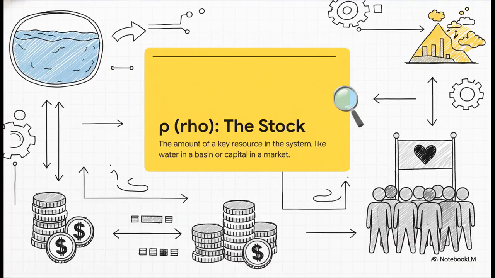First up, we have rho, but let's just call it the stock. It's pretty simple. It's the amount of stuff in a system. That stuff could be water in a basin, capital in a company, or even something abstract like the morale of an army. It's just what you've got.